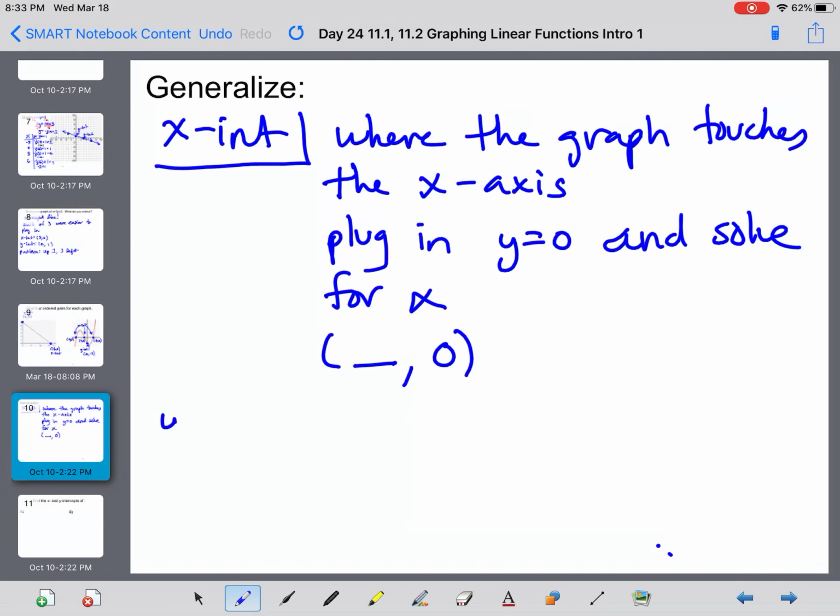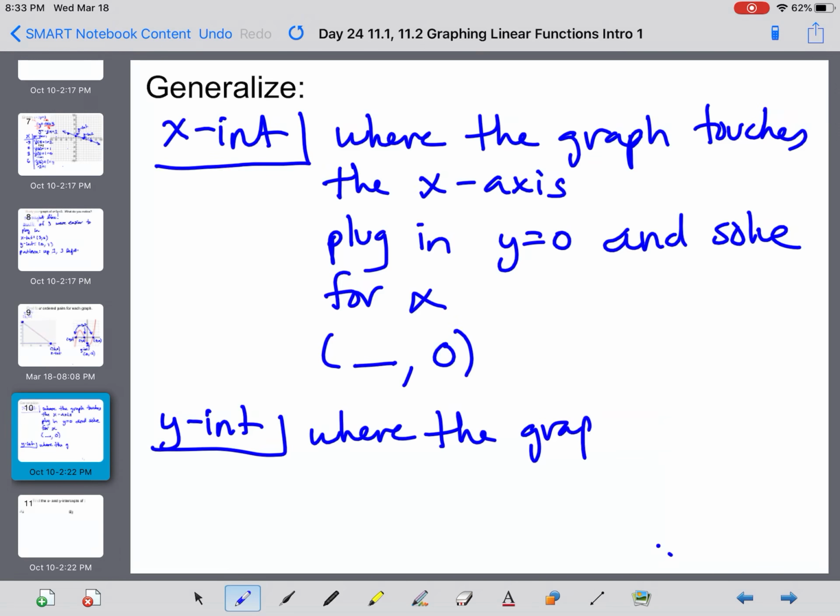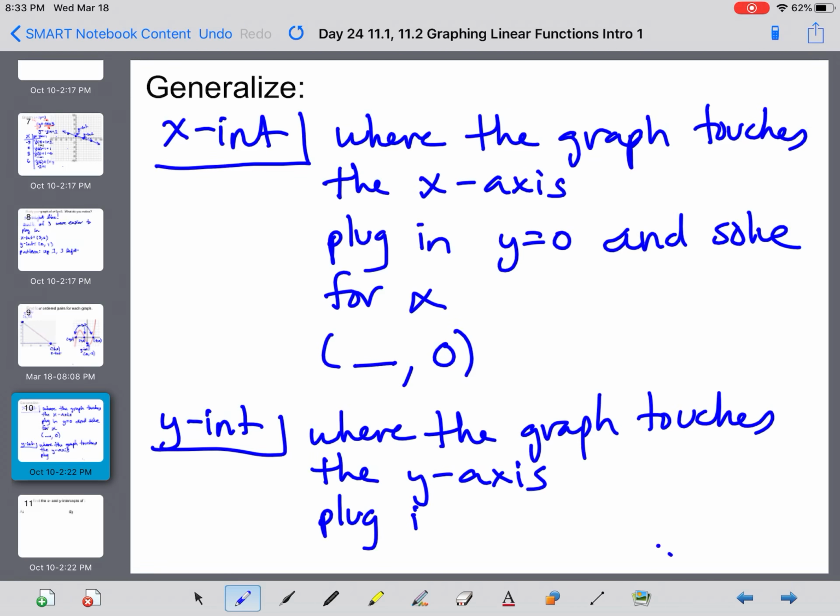Now, it's going to be a very similar idea for the y-intercept. The y-intercept is where the graph touches the y-axis. And how are we going to do it? Well, if you touch the y-axis, your x value has to be 0. So you're going to plug in x equals 0, and then you're going to solve for the y-coordinate.